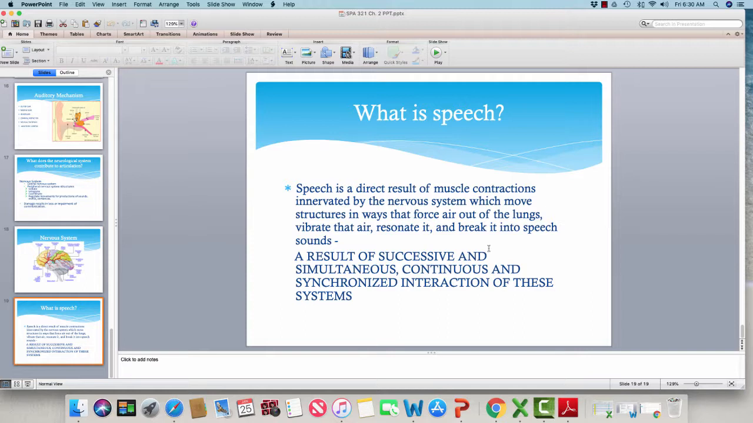So speech is a result of successive and simultaneous, continuous, and synchronized interactions of these systems. They are all working together at the same time.